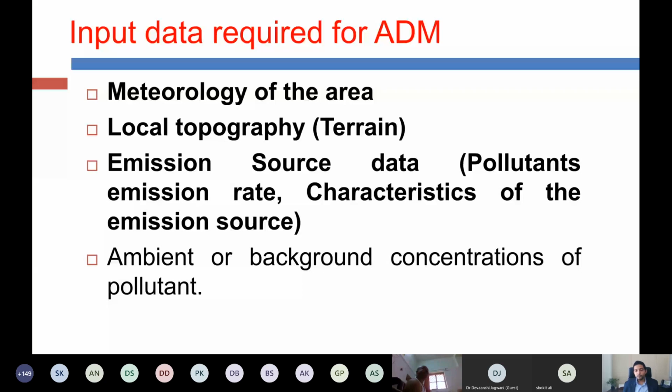And also, when we do this air dispersion modeling exercise, we will be able to identify, for a project that is going to be there in future, what would be the load of the pollutants that it is going to put into the air environment in addition to the background concentration.